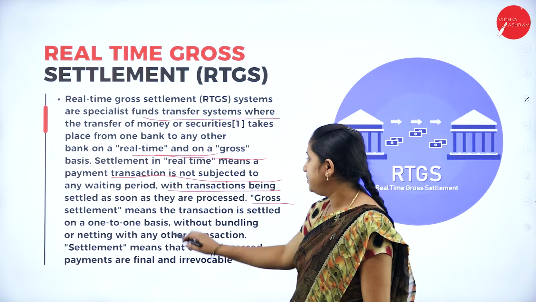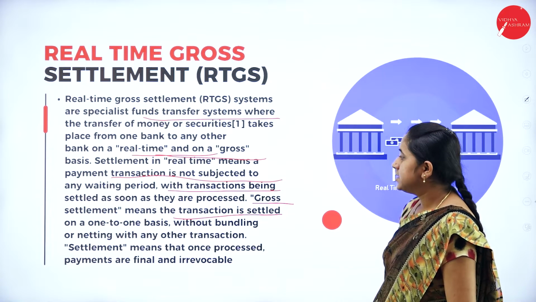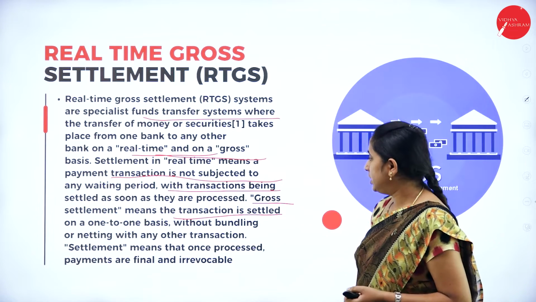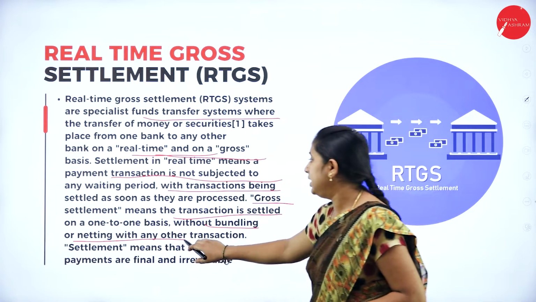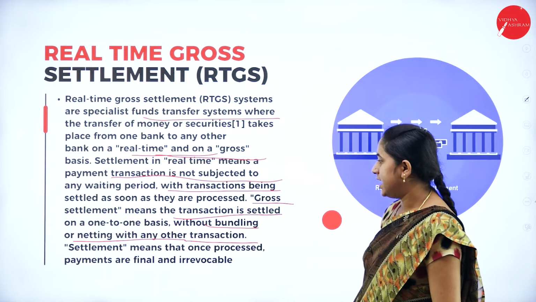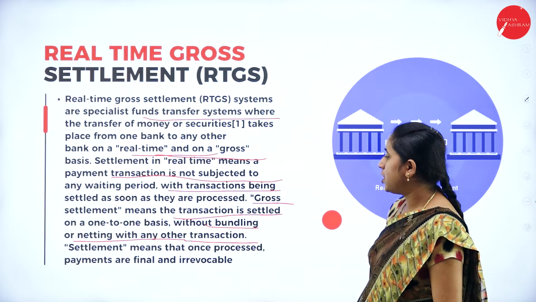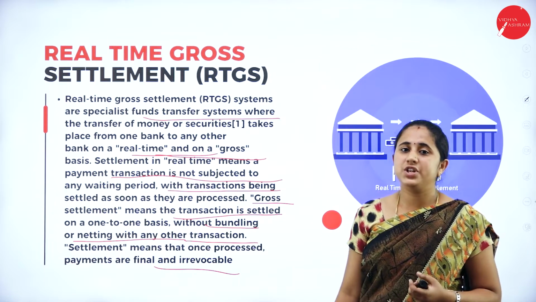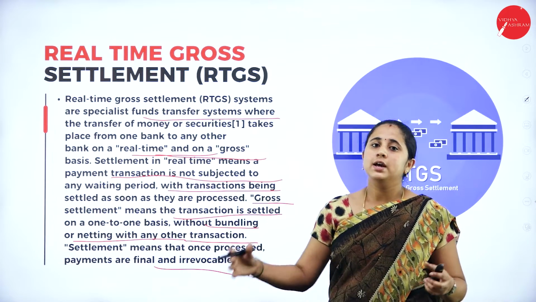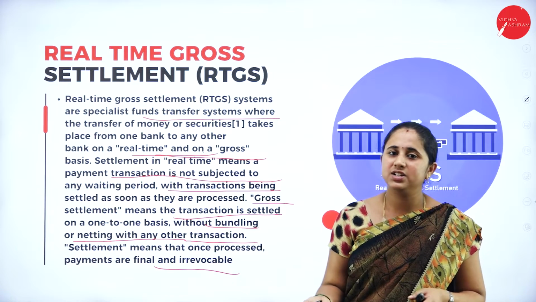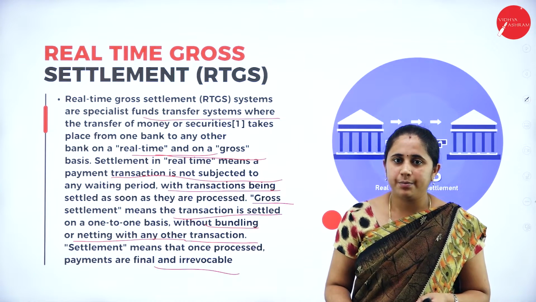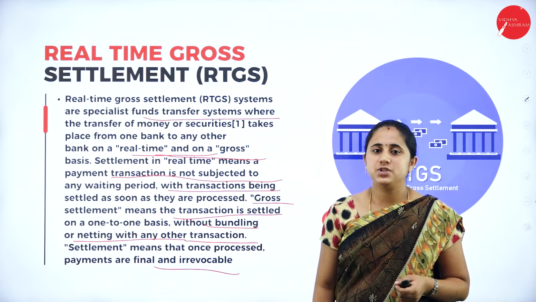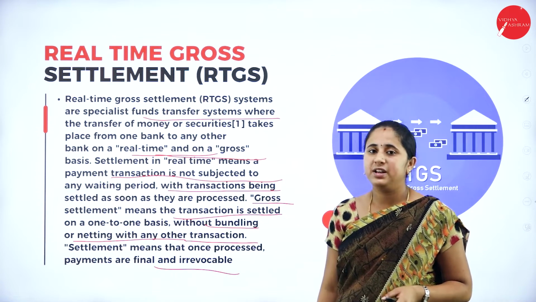Gross settlement means the transaction is settled on a one-to-one basis, without bundling or netting with any other transaction. Once processed, payments are final and irrevocable. So usually RTGS is used for huge amounts, and for commercial purposes. For larger amounts, RTGS is beneficial.